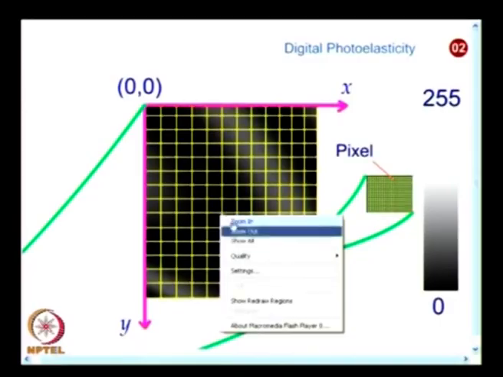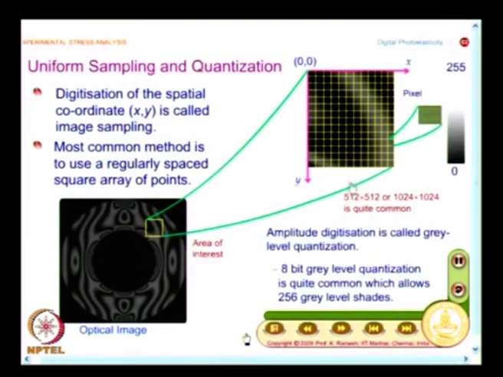Okay. And what you have here is the spatial discretization, which could be an array of 512 by 512 or 1024 by 1024. Now, much higher spatial resolutions have come, but what is quite common is 512 by 512 or 1024 by 1024. And once you have a picture element, abbreviated as pixel, you are providing a number between 0 to 255, and this has come from 8 bit gray level quantization. If I have 16 bit, I will have many more divisions, but 8 bit is very common.